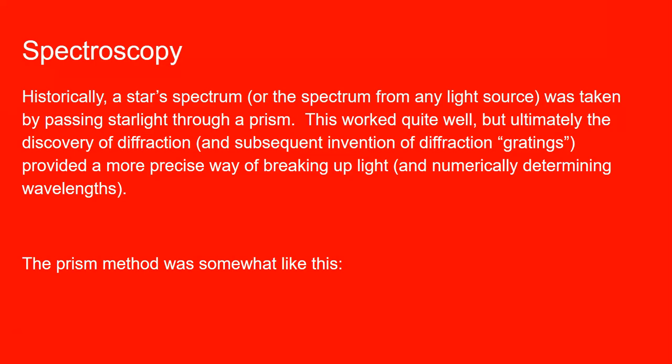So spectroscopy goes back to the late 1800s, and historically, again, they would use a prism. You pass starlight through a prism, which worked really well, but you could get better results once technology caught up with it, and they started using things called diffraction gratings a few years later. Diffraction gratings allowed you to be a lot more numerically precise, and you could determine wavelengths with great precision.